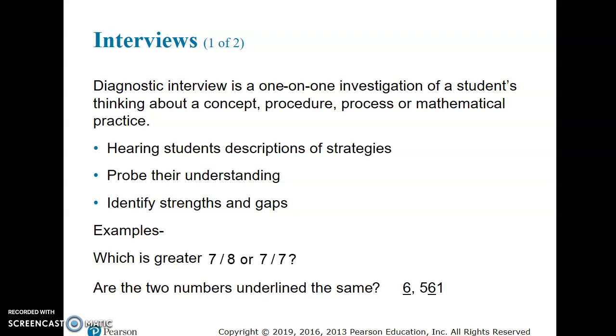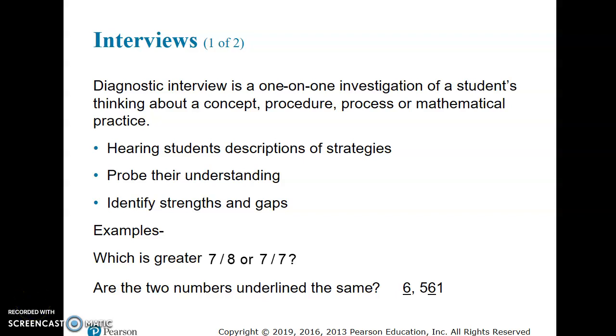The interview is not a teaching opportunity. It is hard to watch or listen to students make errors and not respond immediately. Instead, use the interview to listen to students' descriptions of their strategies and probe their understanding. Sometimes students self-correct a mistake during an interview, and teachers unearth a student's misunderstanding or reveal what strategies students have mastered or not mastered.